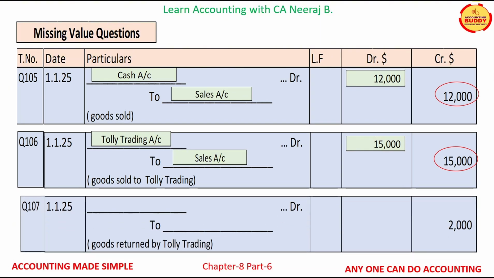Question number 107 is goods worth $2,000 are returned by Tuli Trading. The entry for this transaction will be debit sales return and credit Tuli Trading account. Sales return will be debited by $2,000.